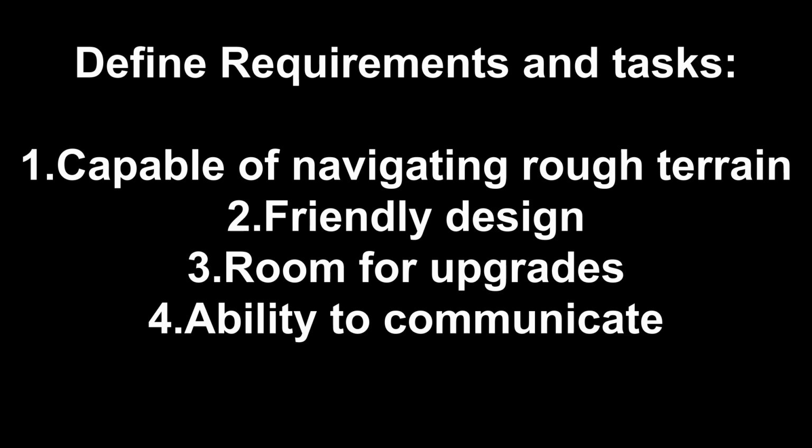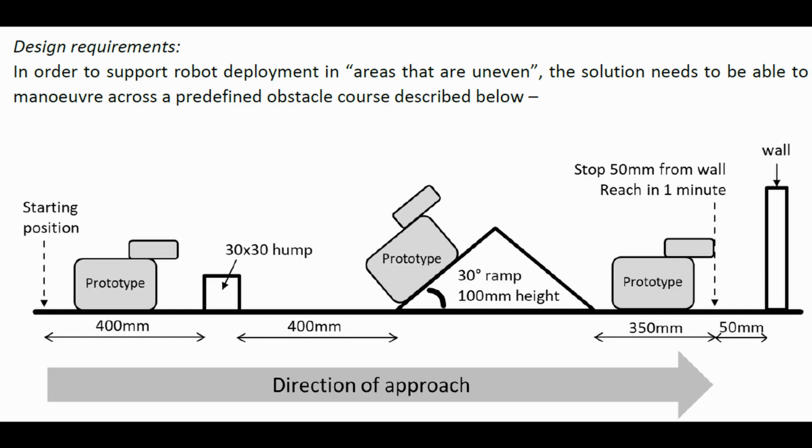The robot should be friendly looking and should not scare the victims when it gets close. There should be flexibility to add more accessories to the robot for future challenges and missions. And also, it has to have the ability to communicate with the responders so that the responders know that the robot is still working. As part of the design requirements, the robot is also required to be able to maneuver through the obstacle course shown above.